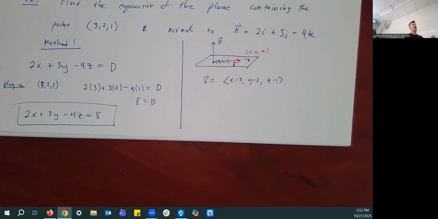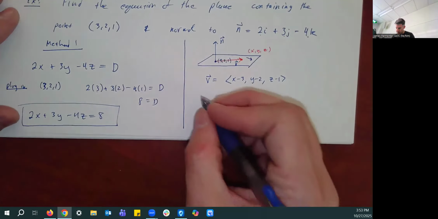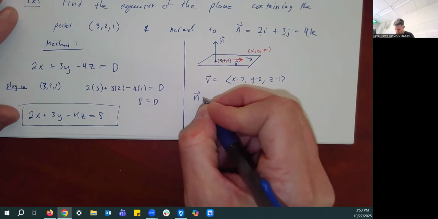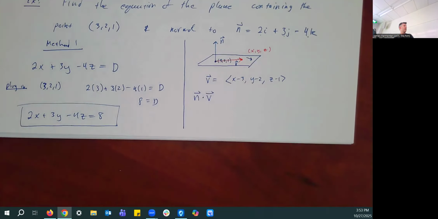If you ever are saying vectors are perpendicular to each other, you should automatically be thinking the dot product is 0. And vice versa. If you're saying the dot product of two vectors is 0, then those vectors are perpendicular to each other. Or normal or orthogonal. Those are all words we use to kind of mean the same thing. So here, we're going to say that n dotted with v has to equal 0.